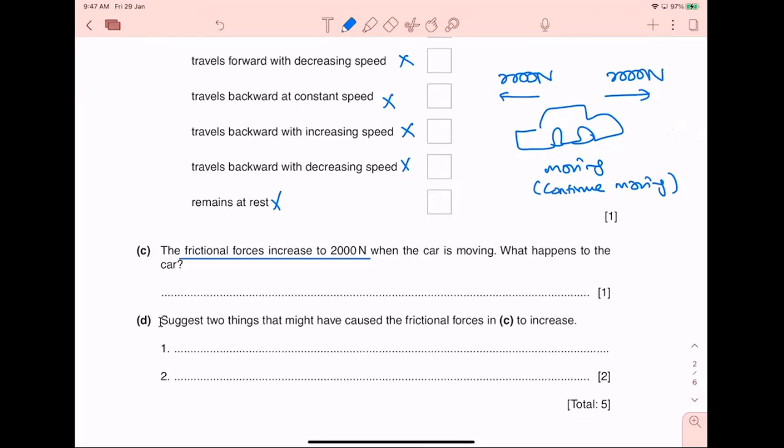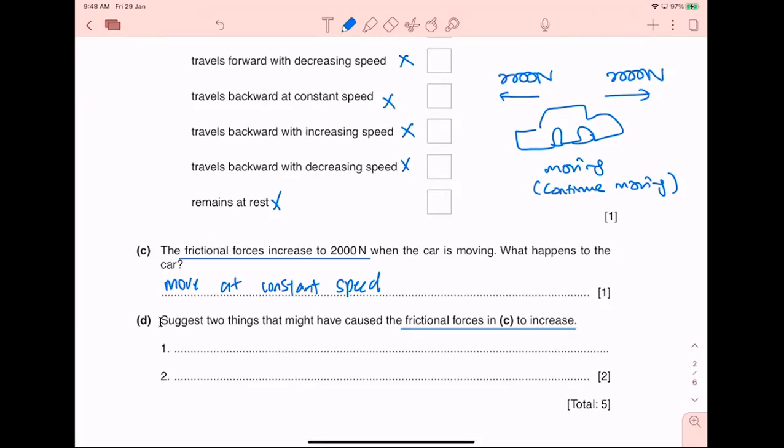Okay, so in this case, what happens to the car? It will move at constant speed. So it means that if you are driving the car, and you just maintain the push on the accelerator, your car will move at constant speed. Okay. So, suggest two things that might have caused the frictional forces to increase.